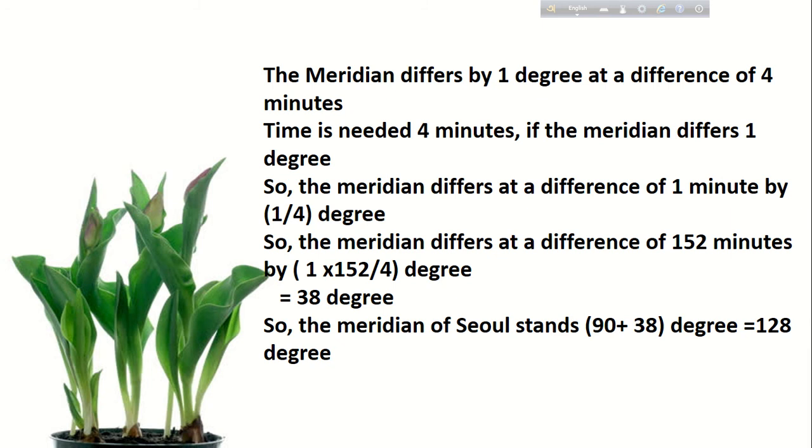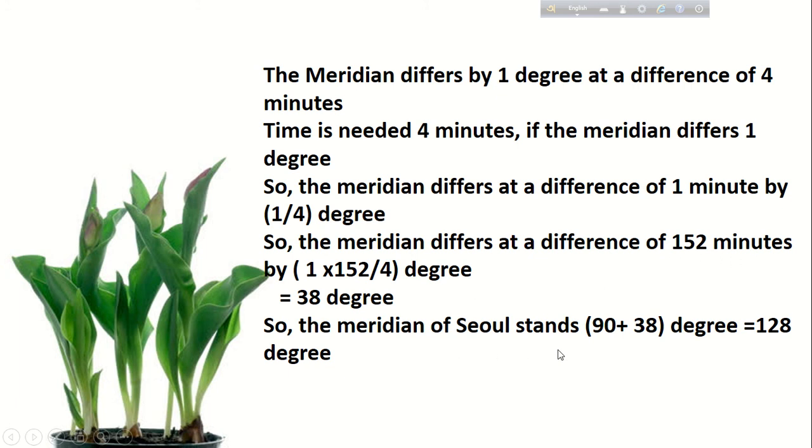Now, how will you calculate this? We know to move 1 degree, time needed is 4 minutes. So, here according to the unitary method, you know the asking or wanting part must be at the right side of your mathematics. So, the meridian differs by 1 degree at a difference of 4 minutes. So, time is needed 4 minutes if the meridian differs 1 degree. So, the meridian differs at a difference of 1 minute by 1 divided by 4 degree. So, the meridian differs at a difference of 152 minutes by, if we do the calculation, you will get 38 degree. Previously, when we converted the 2 hours and 32 minutes, we got 152 minutes.